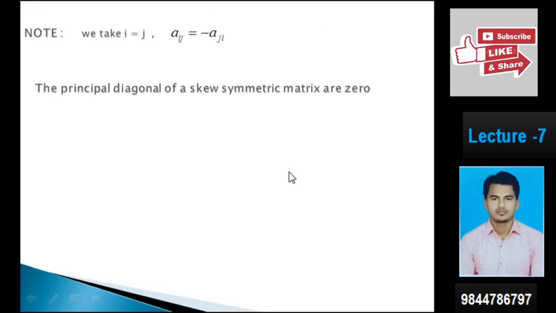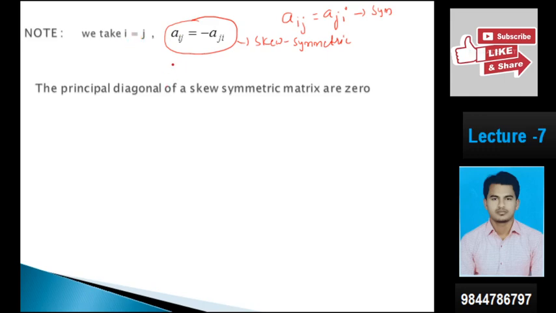Okay, there is a note. If we take i equal to j, see here. So this is the condition of a skew symmetric matrix, isn't it? The condition Aij equal to Aji is the symmetric condition. This is my skew symmetric condition. Be careful. The element should be the same, but here the element is the same with opposite sign. If i equals j, I am just going to replace j by i.